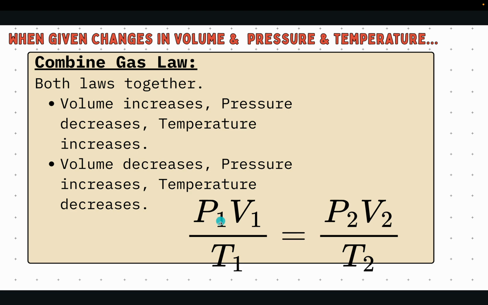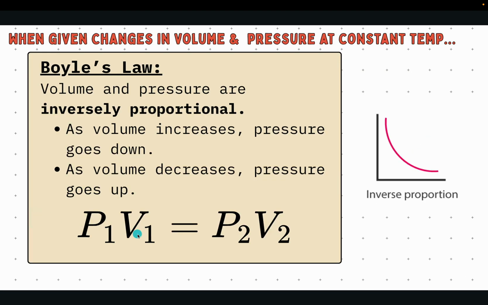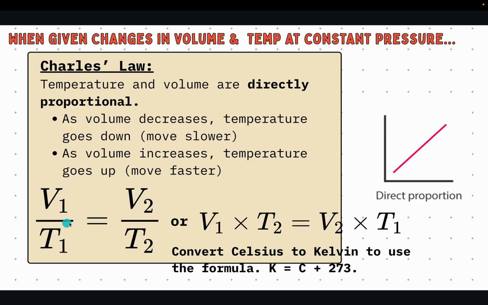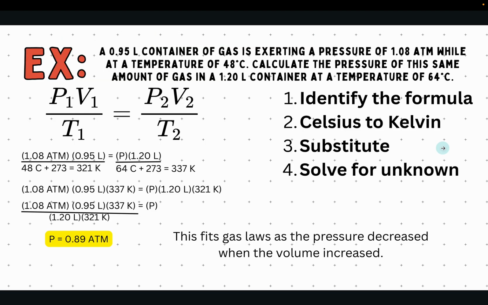And the formula for this is P1, so before pressure, times before volume, over before temperature, equals after pressure times after volume over after temperature. Now remember these two laws before? P1, V1, P2, V2. Notice how they're very similar to this one. It's just that in Boyle's law, temperature was not there, so we just cut off the bottom. And in Charles's law, pressure was not there, so it was only V1, T1 and V2, T2. Coincidence? I think not.